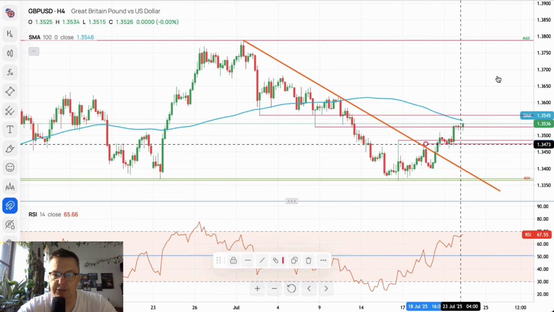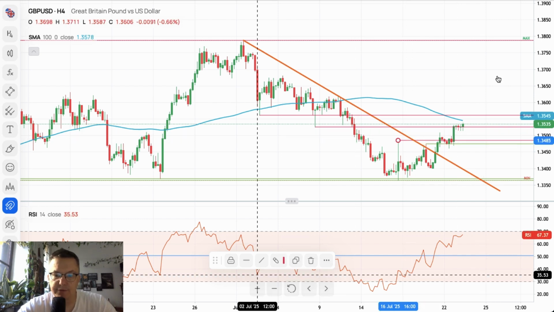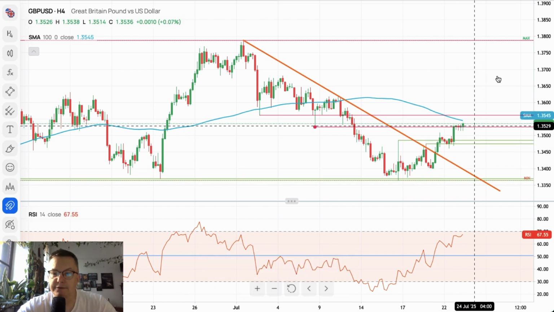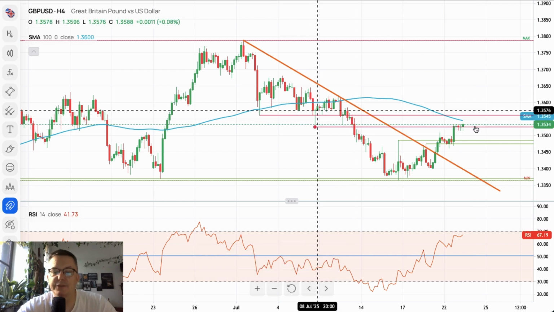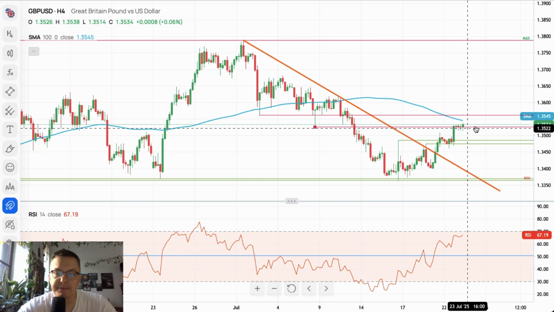Now we need to change our levels for the support. First one is 1.3474, 1.3485. The other one that used to be resistance is 1.3528. Let's leave it for now as the technical resistance, because it's very close to the 100 periods moving average, which is at 1.3545, so that's only 9 pips away.